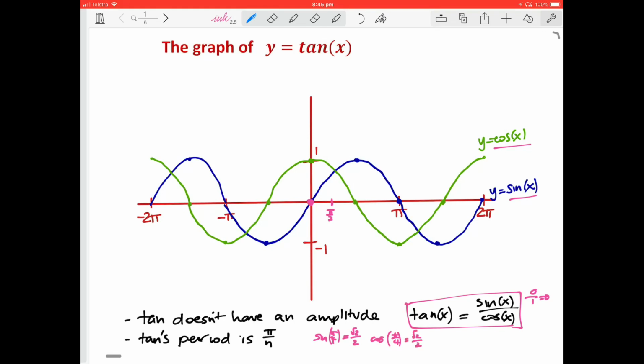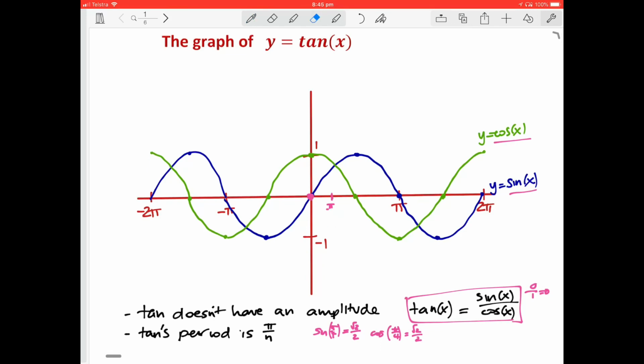What happens when you divide something by itself? You get 1. So at this point here, that should have been a pi on 4, not a pi on 2. At pi on 4, we get sine on cos, which in this case, these two values, if we divide them by themselves, we get 1. So at pi on 4, tan equals 1.